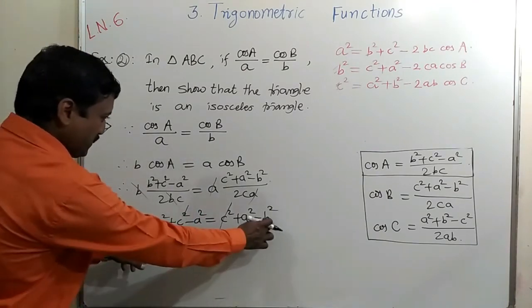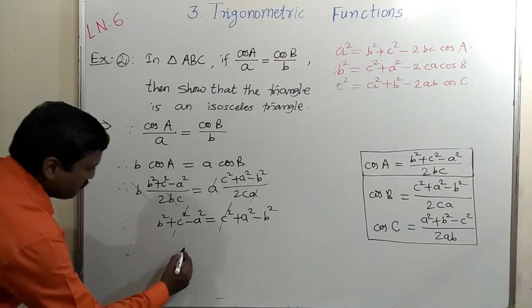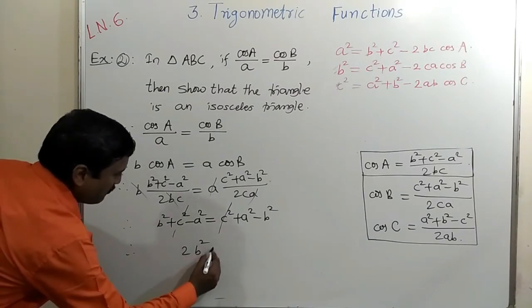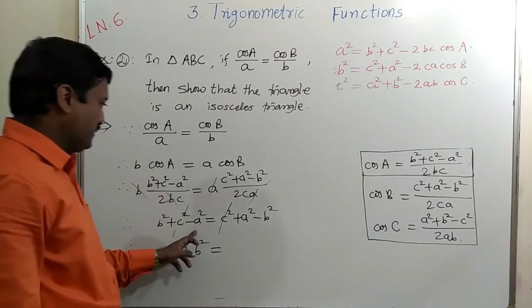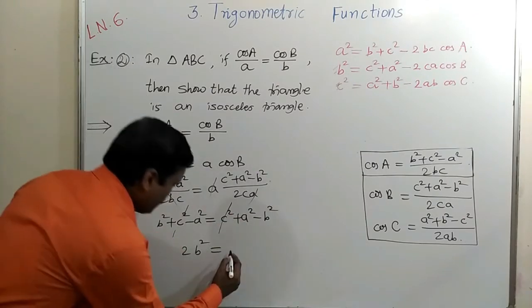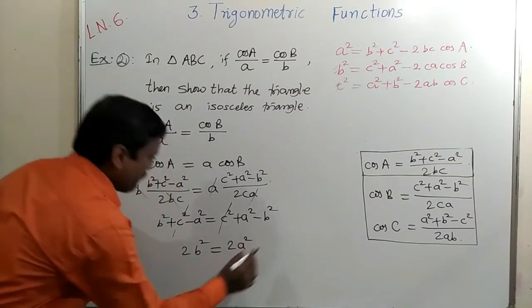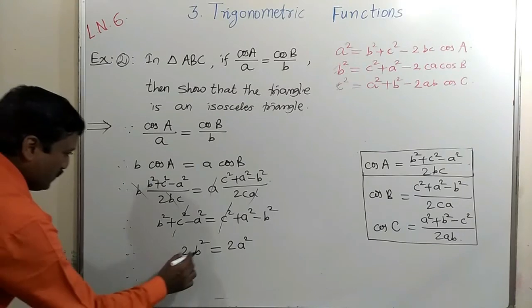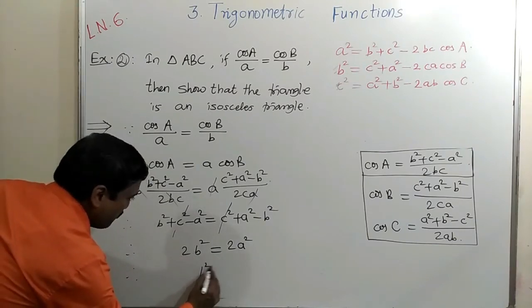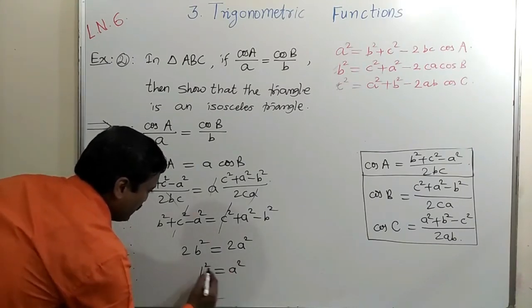Here is b square minus b square, take that to the left, so we get twice b square equal to, now this is minus a square, taking to the right it becomes plus, so we get twice a square. Again 2 is constant, so cancelling it we get b square is equal to a square.